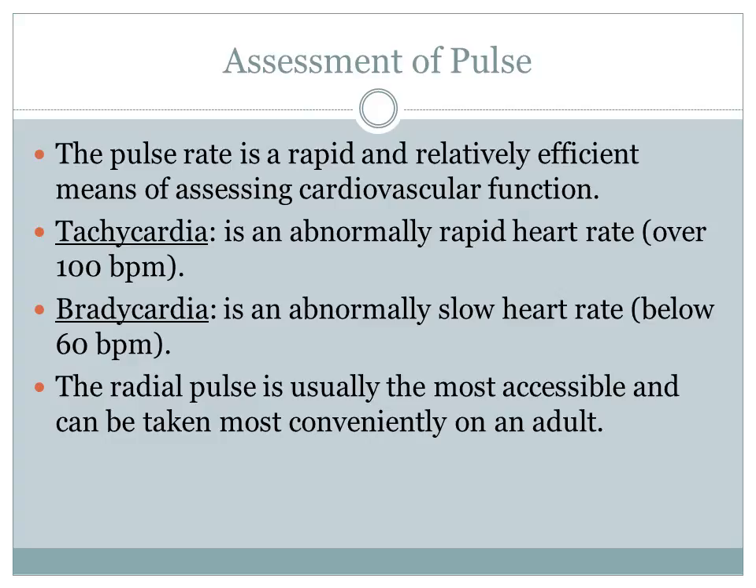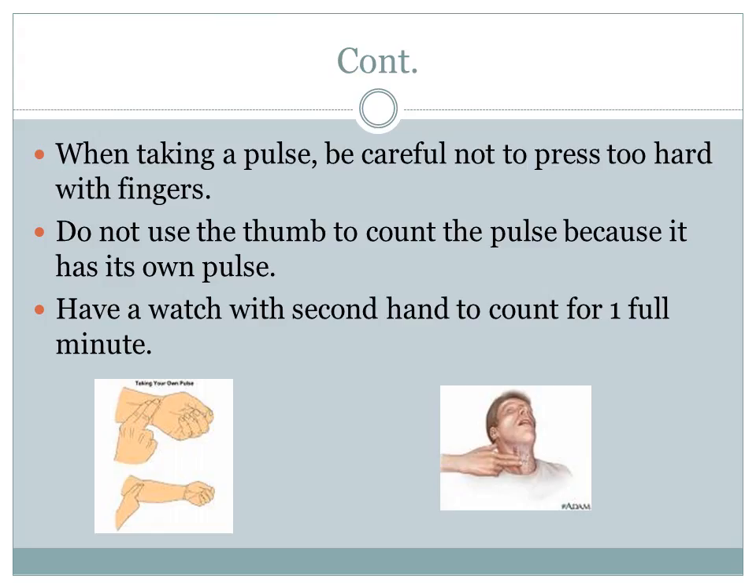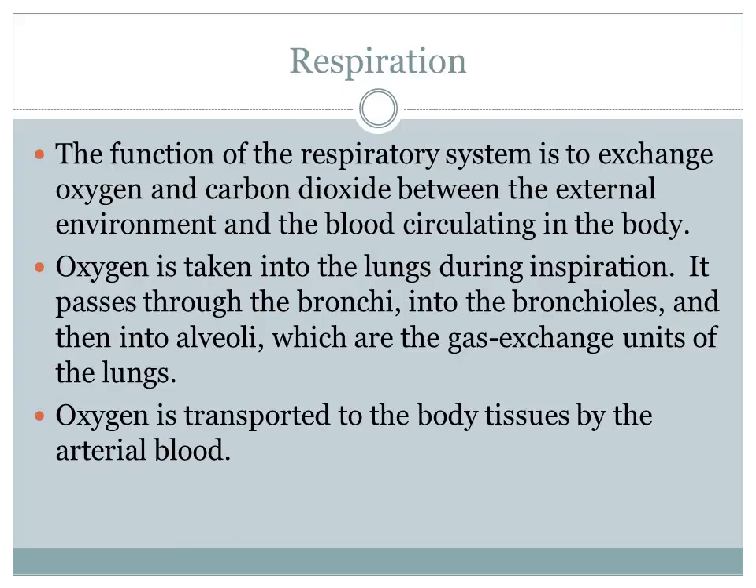The radial pulse is usually the most accessible and can be taken most conveniently on any adult. When taking a pulse, be careful not to press too hard with your fingers. Do not use the thumb to count the pulse because it has its own pulse. Have a watch with a second hand to count for 1 full minute.